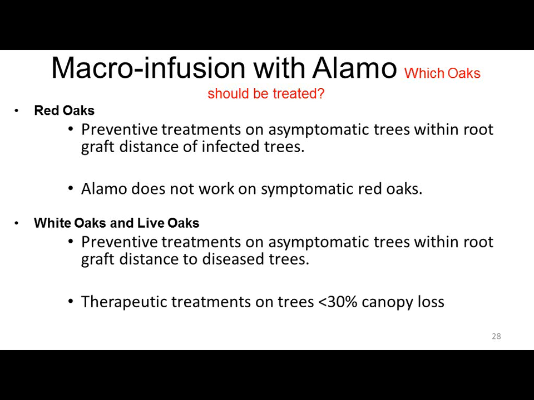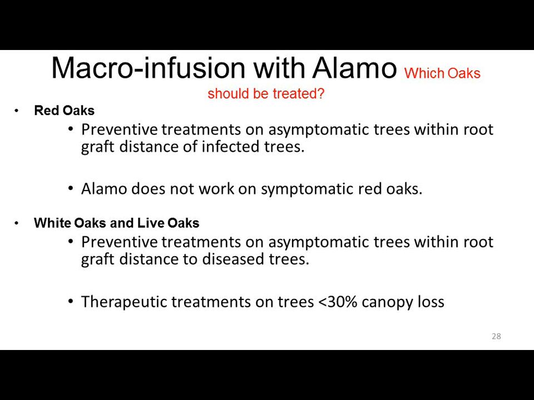White oaks and live oaks, on the other hand, can be treated preventatively, and they can also be treated therapeutically. So white oaks and live oaks that have less than 30% canopy loss can be treated and can be very predictably saved if you catch them before they have more than 30% canopy loss. So that's a key distinction and something that you want to keep in mind when you're considering fungicide treatments.